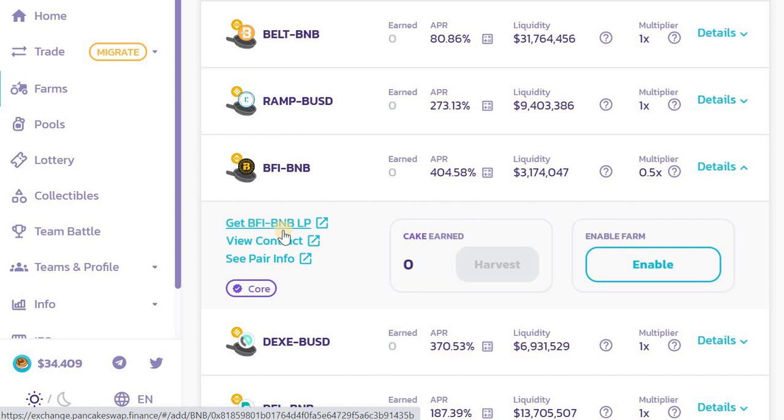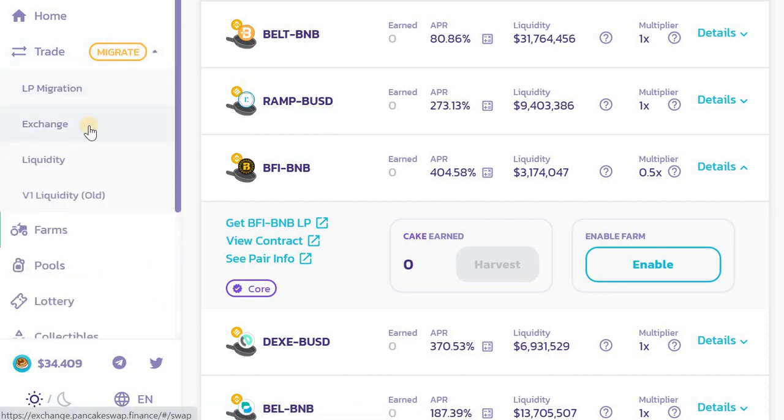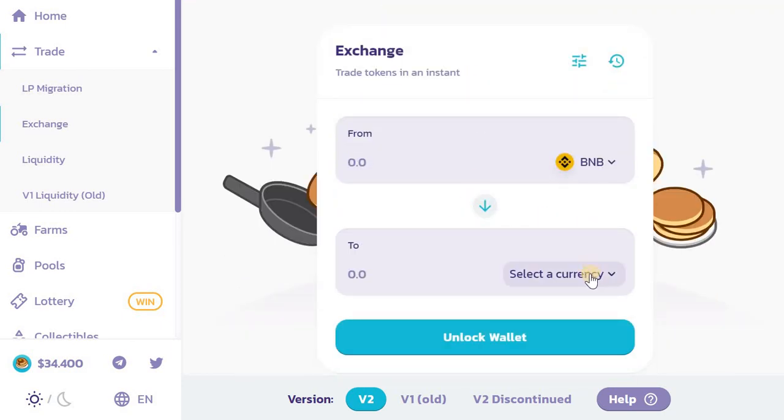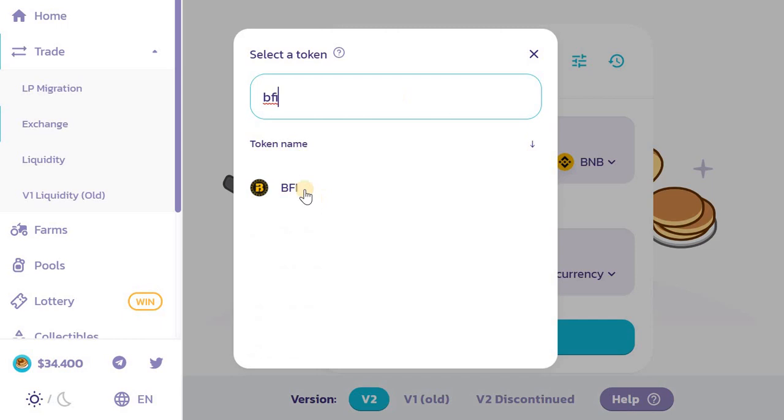So right now I have BNB present in my wallet and I need to get BFI. Understand? So I would have to go to the exchange to get BFI. Now this is the exchange. Now I have to swap some BNB to BFI. So I will click on select currency and I would have to buy BFI. Now this is it right here.